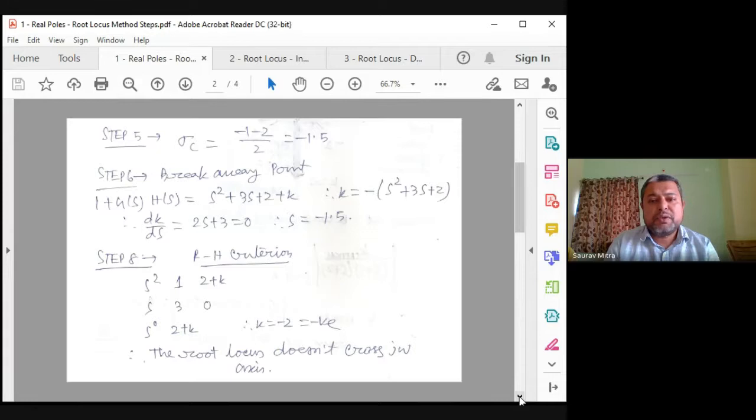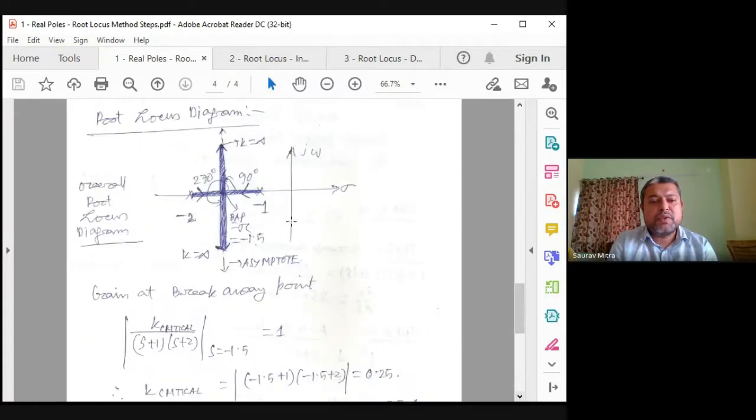So it will be at -1.5. If you see the root locus from this point, sigma c and the breakaway point have coincided at -1.5. We are yet to find the breakaway point, but at least we know that sigma c is at -1.5. So draw one line upward at 90 degrees, and one line downward at 270 degrees. Up till now, what we have found is there are two poles, -1 and -2.